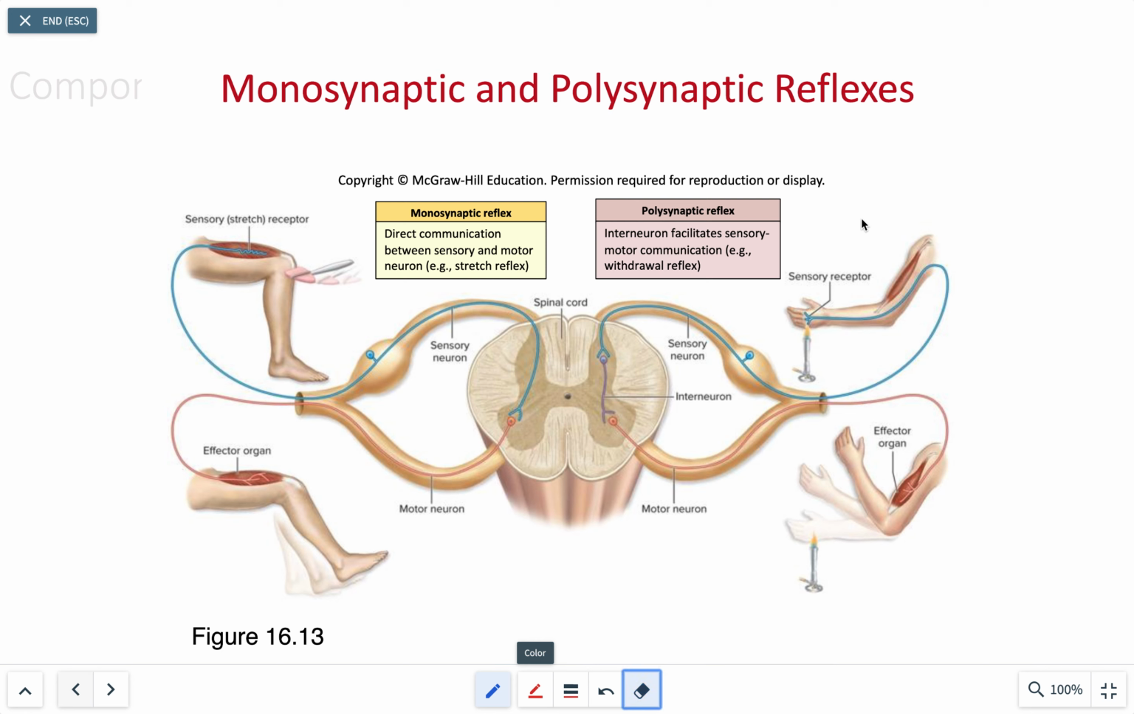This polysynaptic reflex can occur in contralateral situations, such as you stub your left toe on a nail. The information travels into the interneuron, connects into the motor neuron, and then the effector would actually be on the right side of the standing leg. So it can occur either on the ipsilateral for this example, or a contralateral, which means just simply the opposite side.